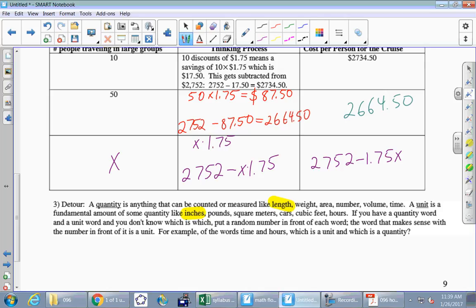That's it. That's the last piece of this, right? We want the discounted price to be $2,500 per person. This expression represents the discounted price, so that's our equation. 27.52 minus 1.75x equals the $2,500 per person.